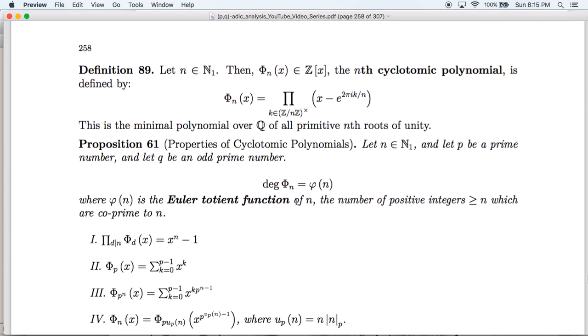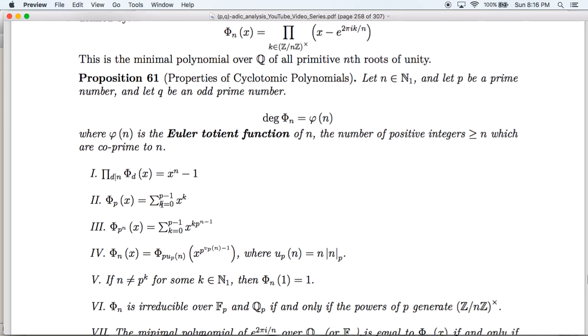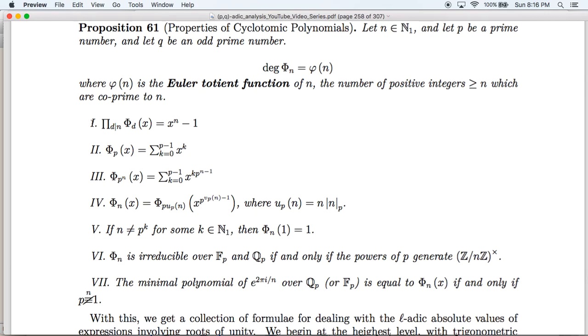And so, the various properties of cyclotomic polynomials, just to recall: let p be a prime and let q be an odd prime. The degree of the nth cyclotomic polynomial is the Euler totient function of n, which is the number of positive integers less than or equal to n which are coprime to n. Then we just have the following useful properties. If we take the product of the dth cyclotomic polynomial over all divisors d of n, we get x^n minus 1. For a prime p, Phi_p of x is just the sum, that series. Phi_{p^n} of x is this thing.